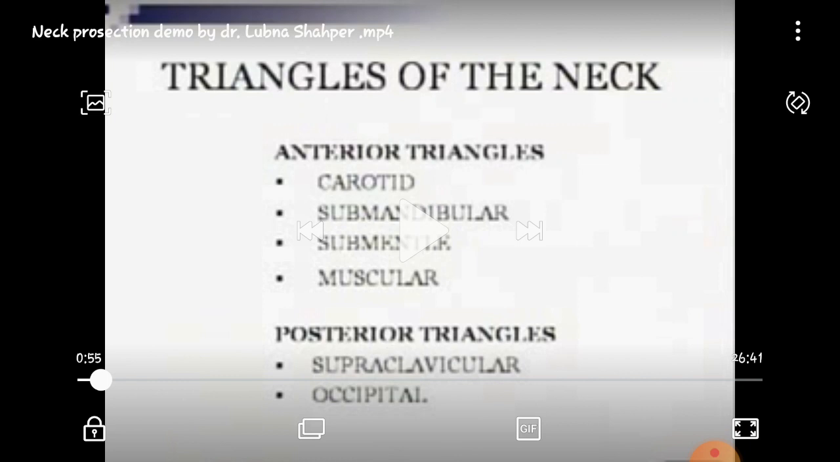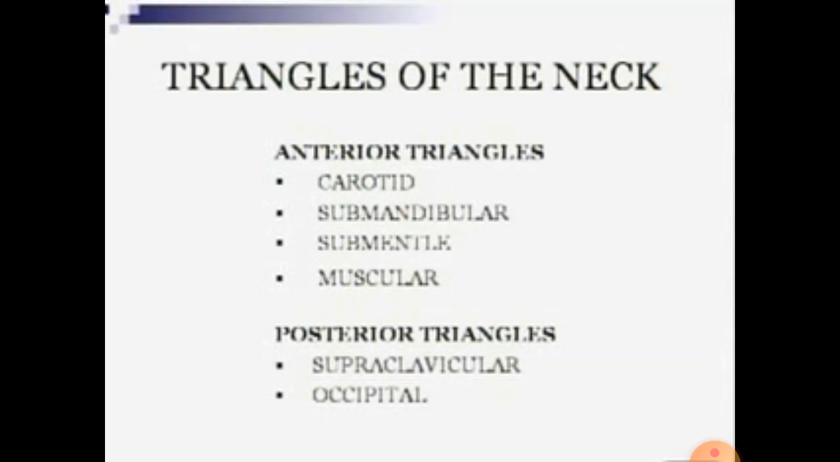And in today's class, we're going to learn about the triangles of the neck and the different muscles making up the boundaries of these triangles, as well as the contents of all these triangles in a prosected specimen. So, to begin with, we're gonna have a look at the division of the triangles of the neck, in which the anterior triangle is being divided into carotid, submandibular, submental and muscular triangles, and the posterior triangle has been divided into two triangles, the supraclavicular and the occipital.